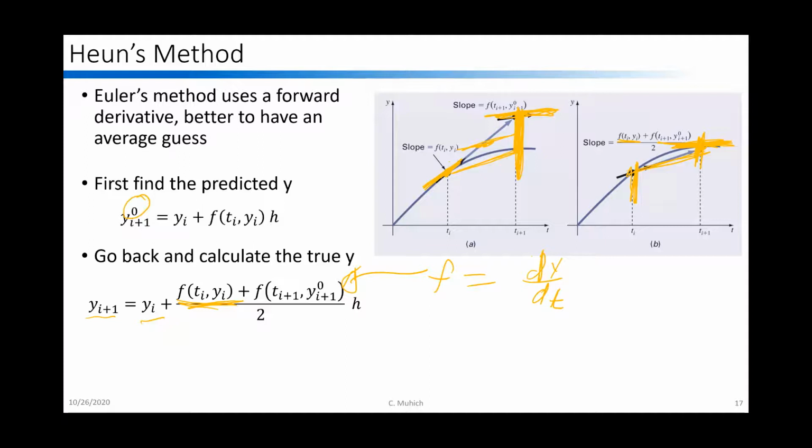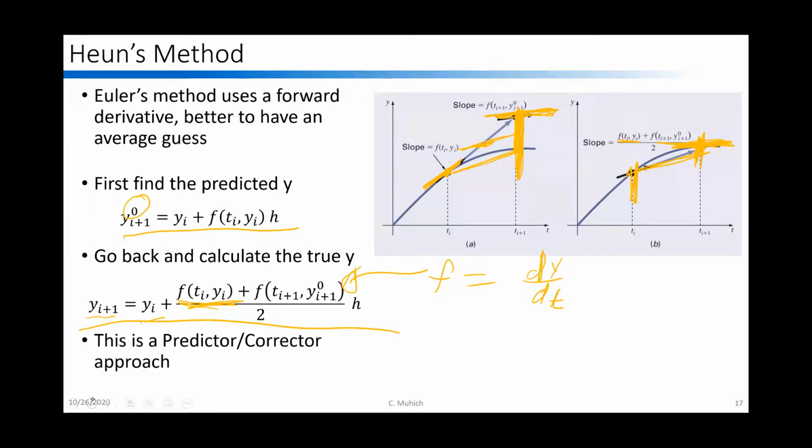We can start seeing that where this is really coming from is we first predict what my y_{i+1} is, and then we use that information to correct that approximation. This is called a predictor-corrector approach, where I first look ahead and then use that information to go back and correct that initial approximation.